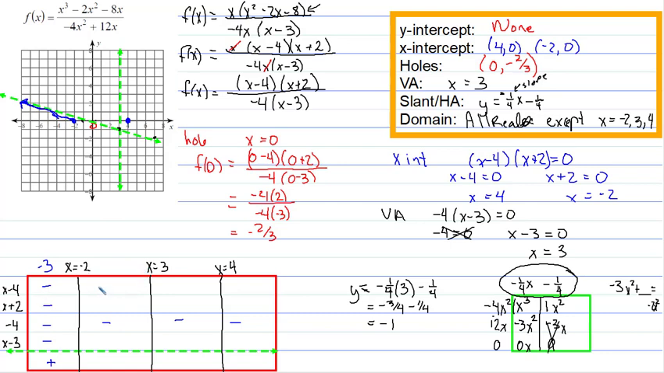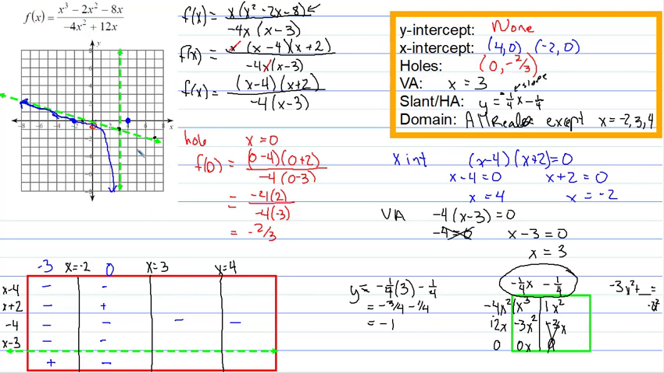Now from -2 to +3, choose a value. I'm going to choose 0. So I plug 0 in. 0 minus 4 is negative. 0 plus 2, positive. We've already checked out the -4. 0 minus 3, negative. So I have 3 negatives. That means this section is negative. So going from here, make sure to go through that hole and follow that asymptote.